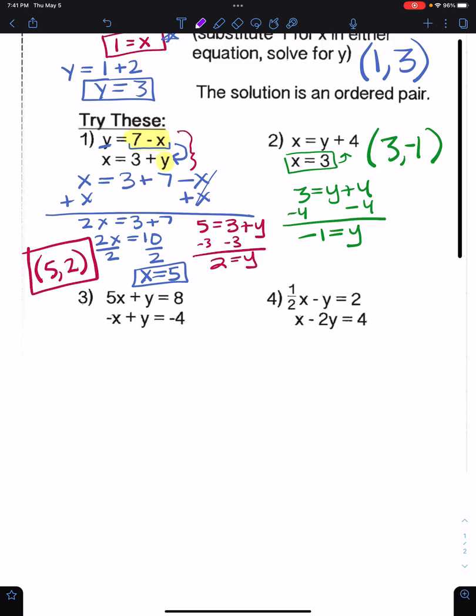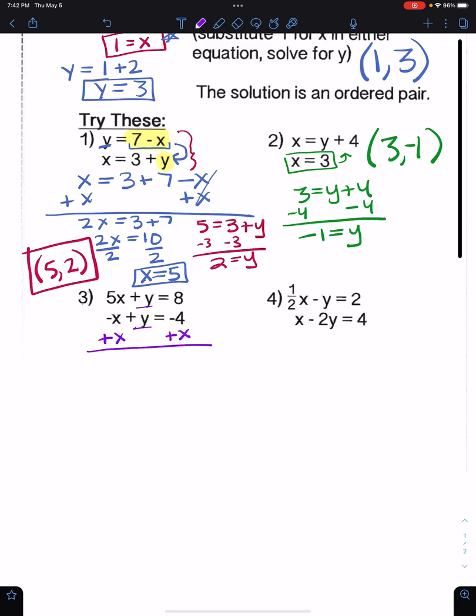Now we see number 3 does not have either equation already solved for a variable. And it doesn't matter which one you do first, but do the easiest one first, right? So in both equations, we do have y with no coefficient, so I definitely want to solve for y first. It looks like that second equation just has fewer numbers going on, so if I wanted to get y by itself, I would add x to both sides.